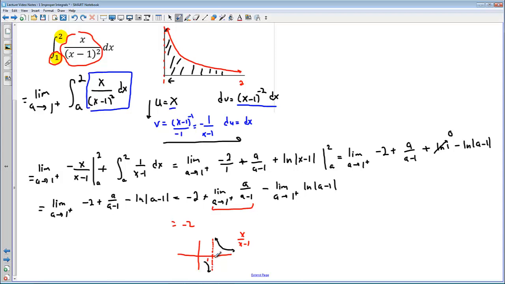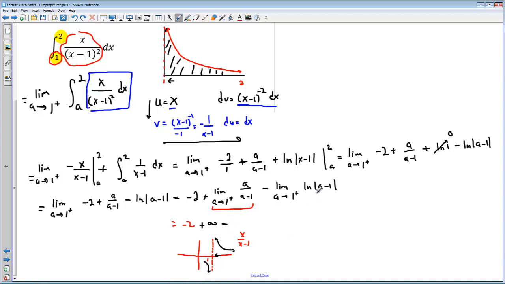So if you approach this from the right-hand side, this function is going to go up to infinity. So this limit here is plus infinity, because as you go to 1 from the right-hand side, you approach 1, this function continues to go up. And then it's going to be minus.